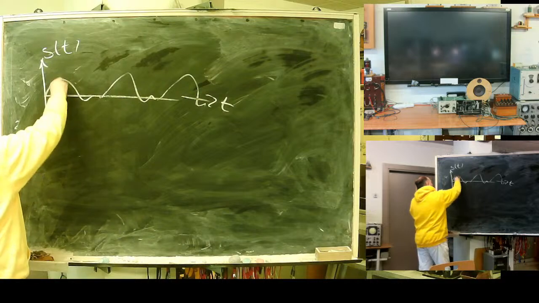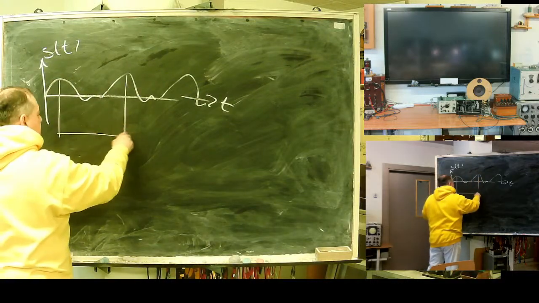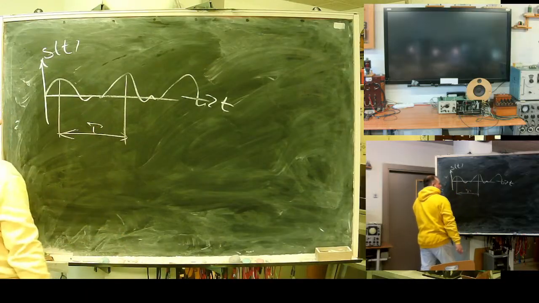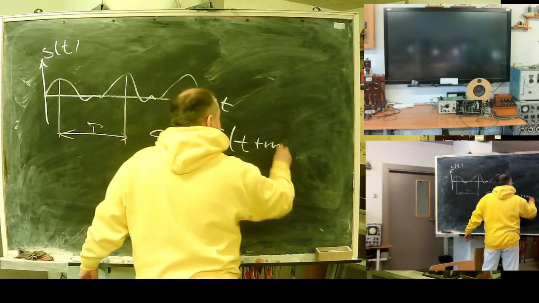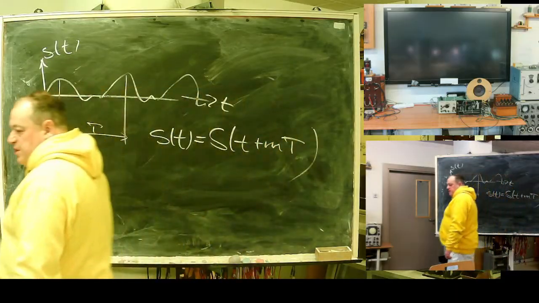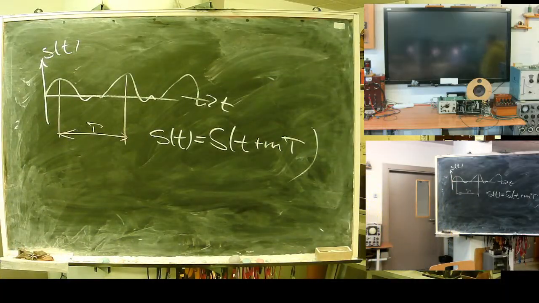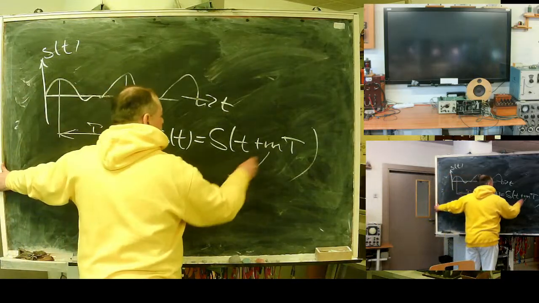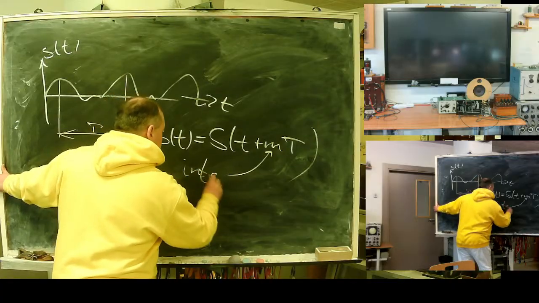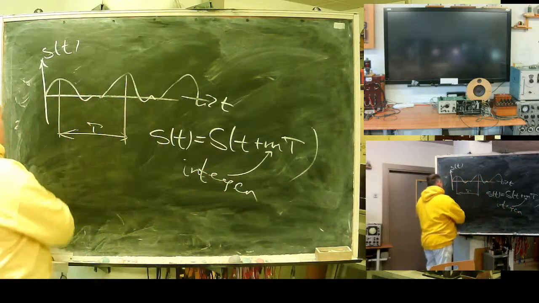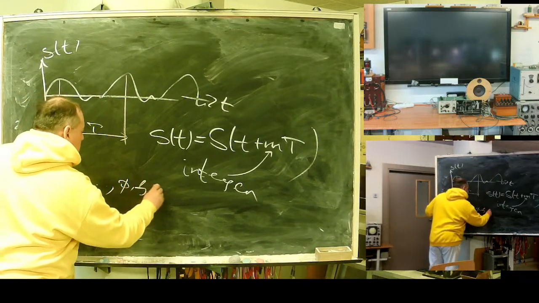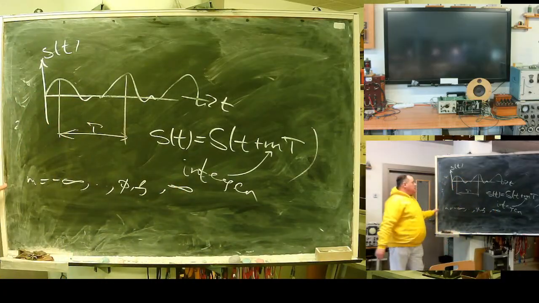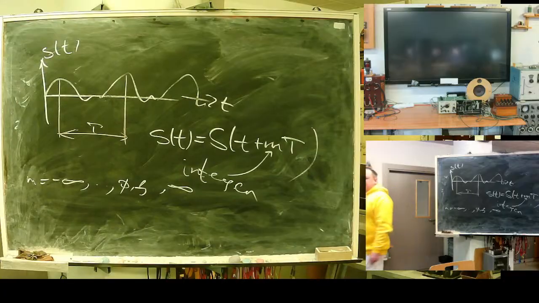If my signal repeats in such a way, s of t equals s of t plus m times T. So if my signal repeats after period T capital, where m is an integer, m can be from minus infinity, 0, 1, to infinity. If the signal repeats, it is a periodic signal.